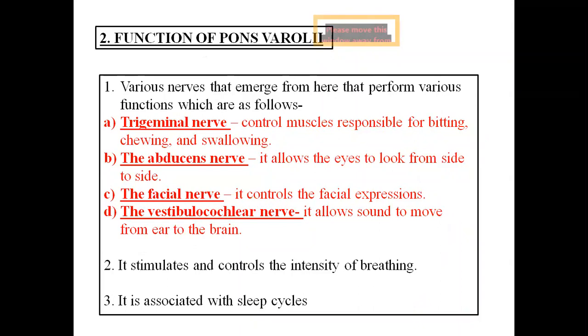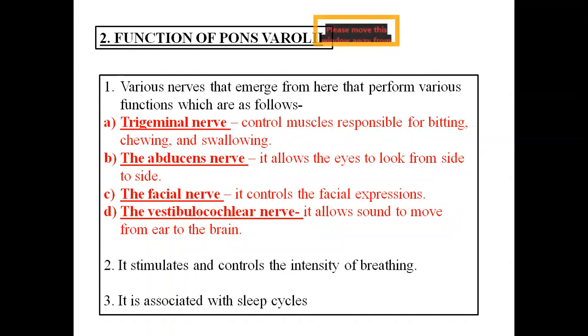Next is our pons varolii. Now, various nerves that emerge from here perform various functions, which are as follows. Like, we have the trigeminal nerve. Now, the trigeminal nerve actually consists of muscles that are responsible for biting, chewing and swallowing. Whatever you bite, whatever you chew, whatever you swallow, everything is coordinated by the pons varolii.